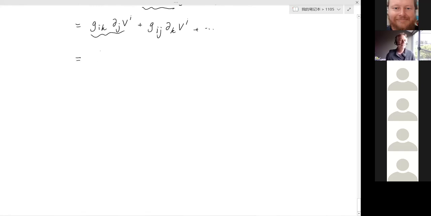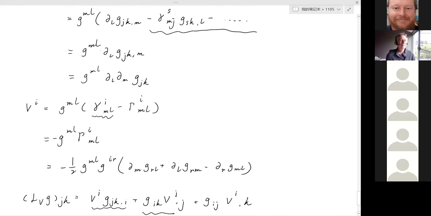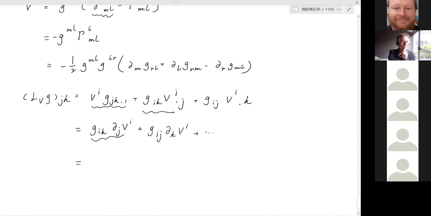And now, notice that the partial_J V^I, we can use this here. So this becomes 1 over 2 g_IK.